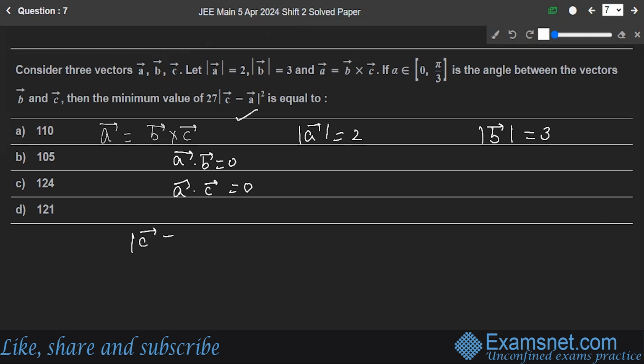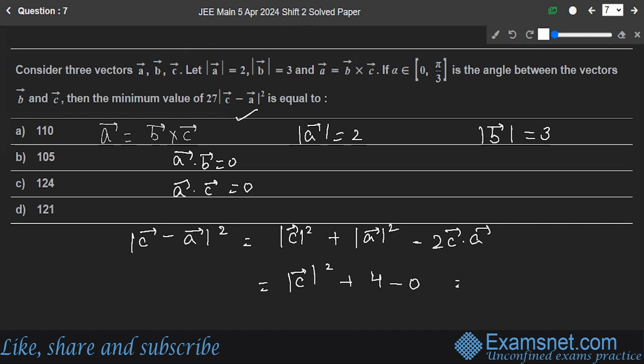You have to find out the magnitude of C vector minus A vector, squared. This is given by magnitude of C squared plus magnitude of A squared minus 2 C dot A, and this is 0. A's magnitude was 2, 2 squared is 4, minus 0. So this is equal to 4 plus magnitude of C squared.